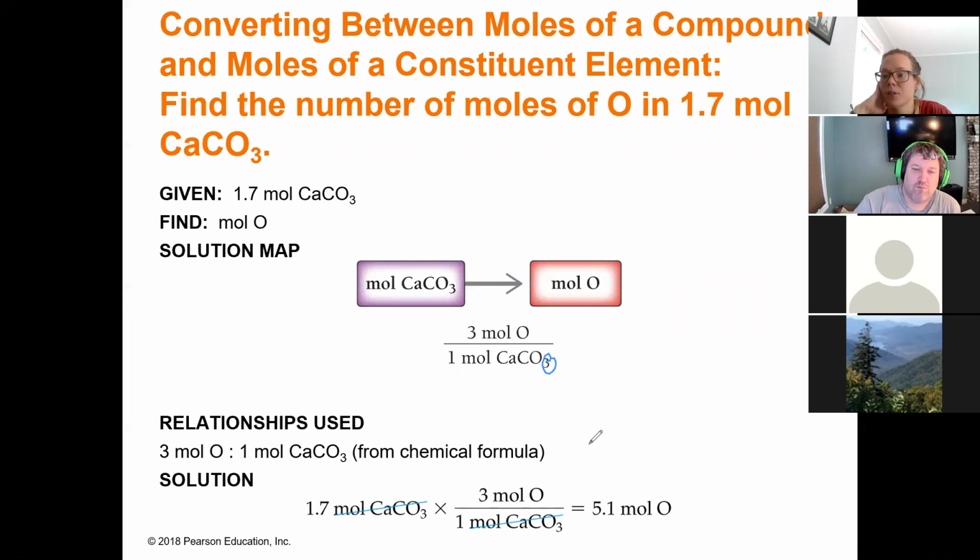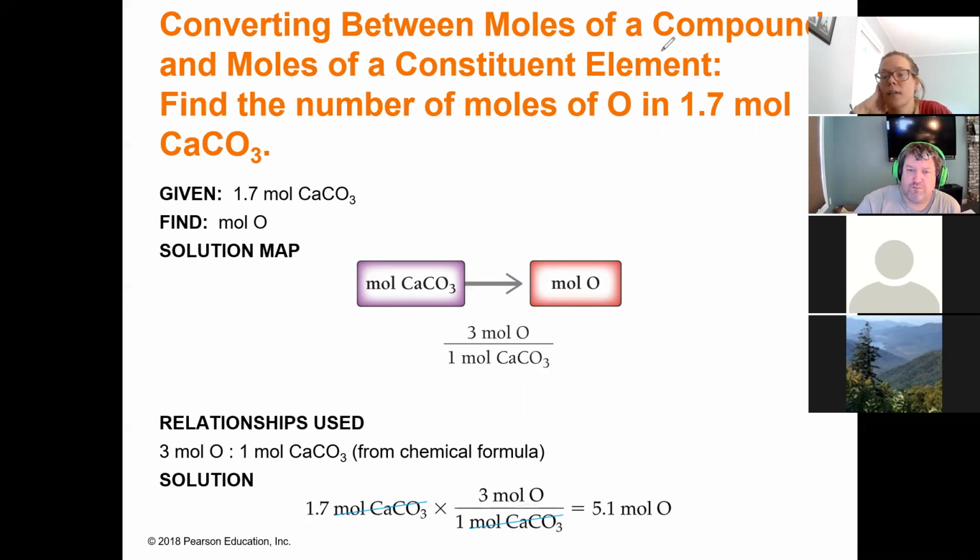Because the subscript tells us it's 3, right? That's where those numbers are coming from. If it had asked for calcium or carbon, it would be a 1-to-1 ratio. But for this one, it's a 1-to-3 ratio. So we simply plug that in, start with our given information, put the compound on the bottom and what we're going towards on the top, cancel, and we get 5.1 moles of oxygen contained within 1.7 moles of calcium carbonate.